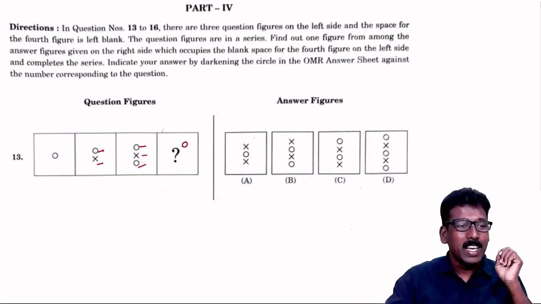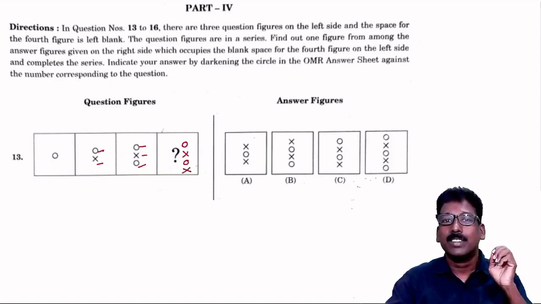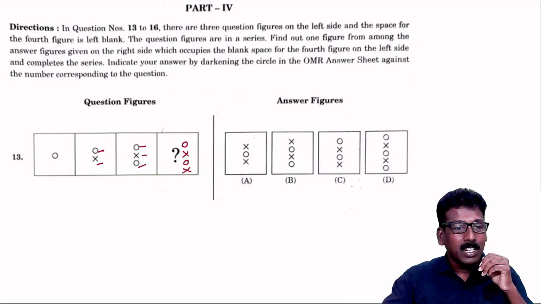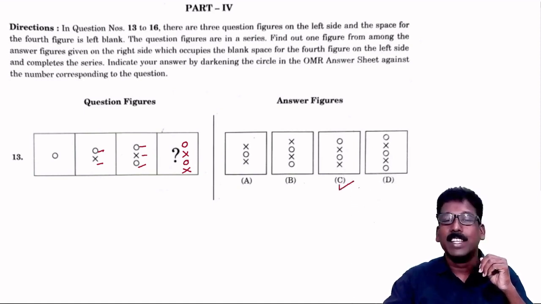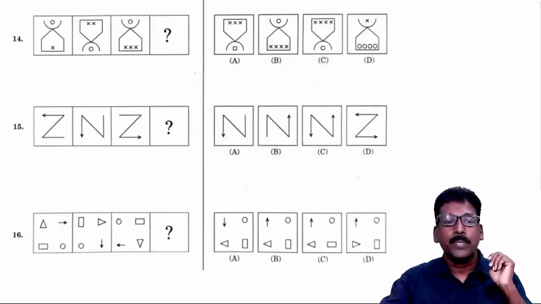Of course, it will be a circle into mark. That means circle into marks, it will be C. Therefore, C is your correct option. Now, let us look at the remaining questions, that is 14, 15 and 16 of this same type.